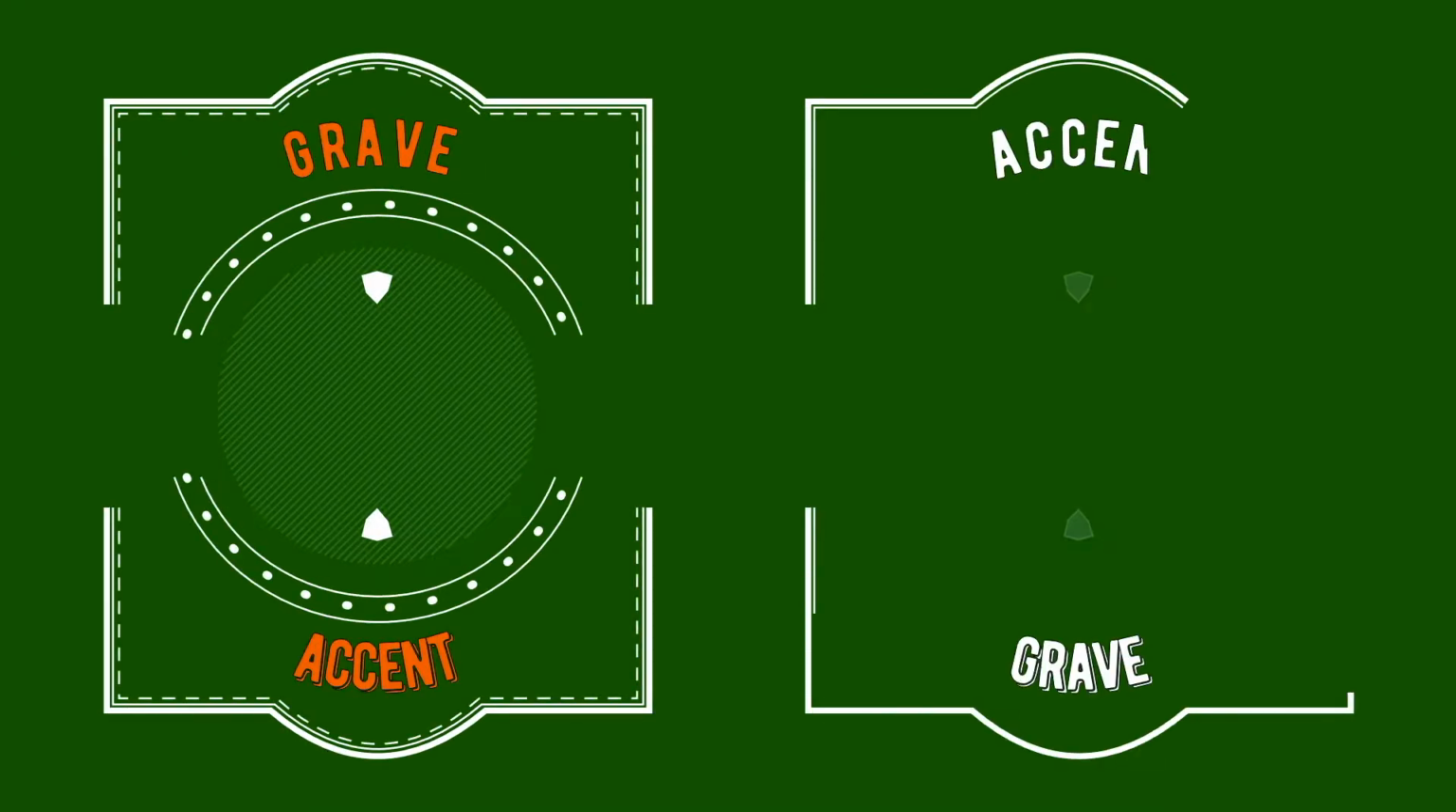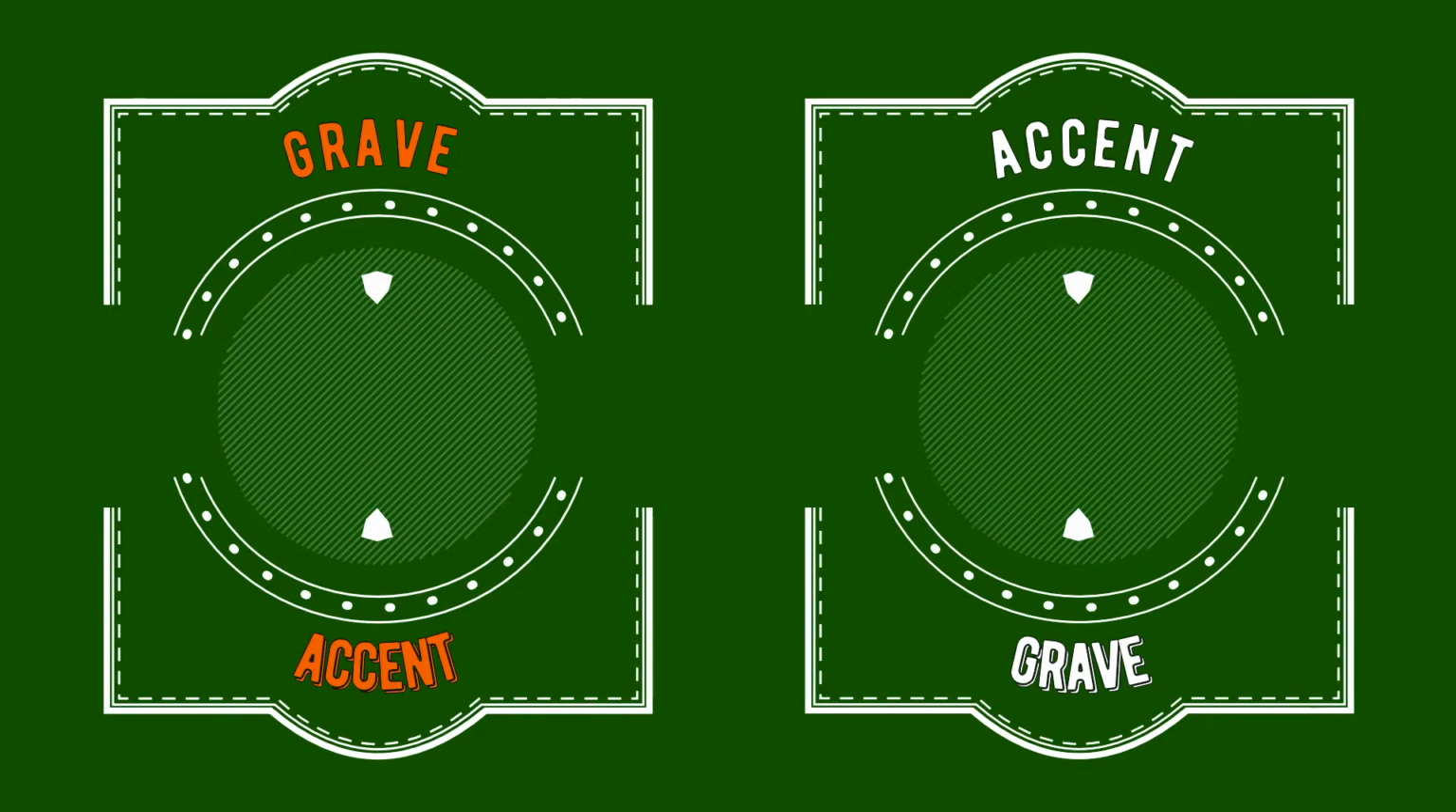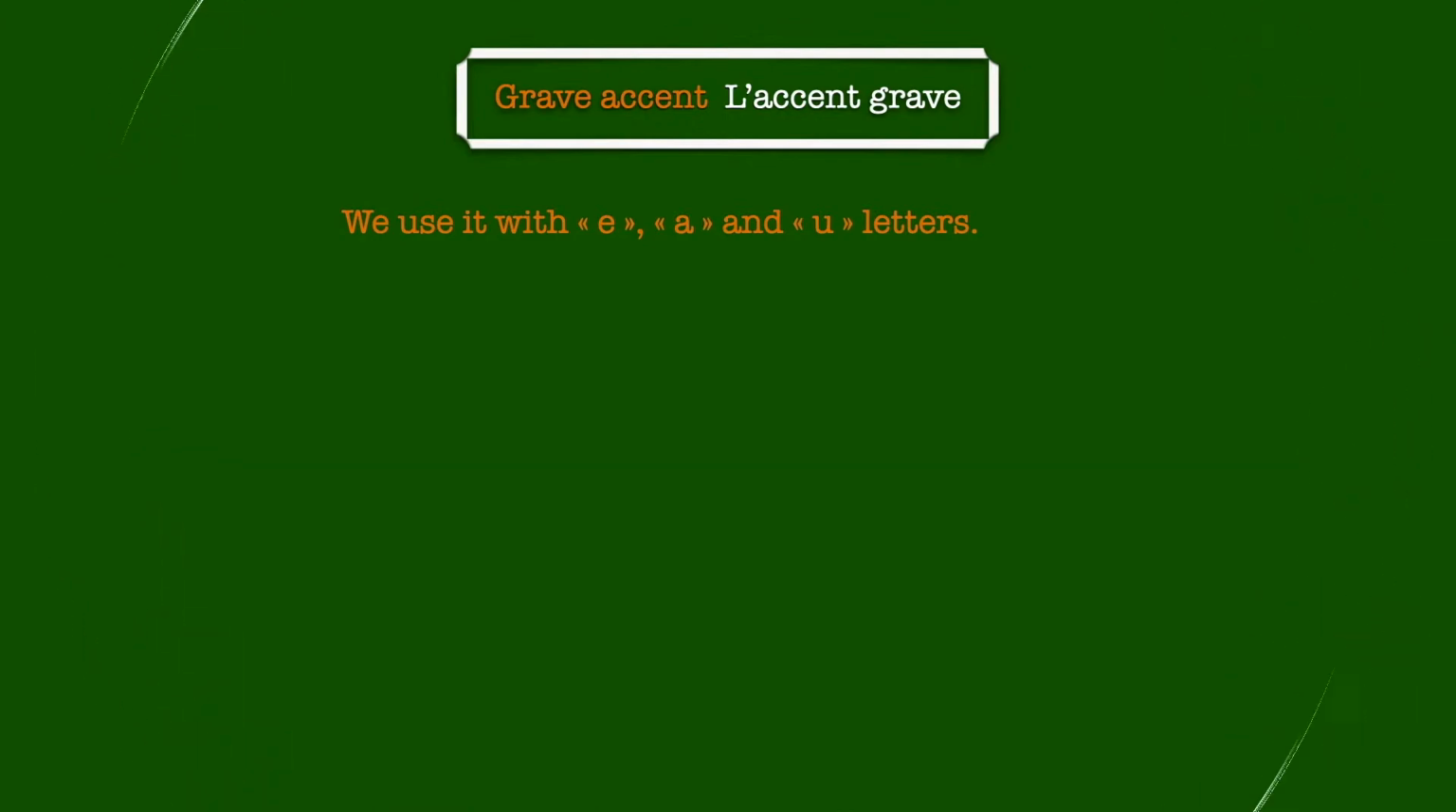So, now we are going to cover another well-used accent, the grave accent. About the grave accent, you first need to know that we use it with the E, the A, and the U letters. This accent is particular, because sometimes the pronunciation is different than without the accent, and some other times it remains the same. It depends on the letters. About the E letter, the pronunciation changes.